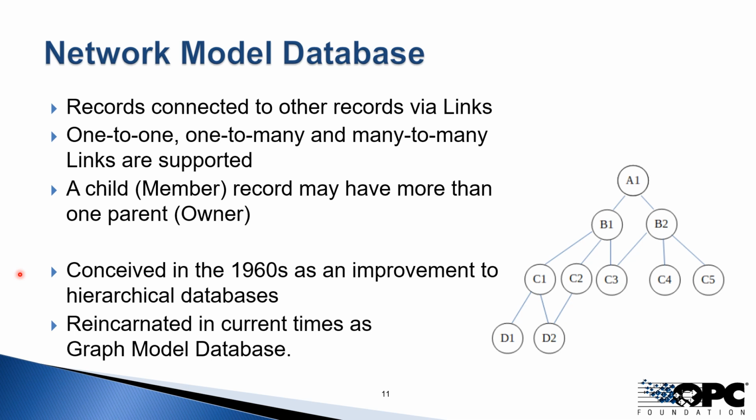The history of this is it was conceived in the 1960s as an improvement to a hierarchical database, and basically it's a relatively simple concept in that records, which are noted here as these circles, are related to other records through links, and these links can be one-to-many, many-to-many, and in the network model database, a child, or a member as it's known, a member record can have more than one parent. So here we see D2 has two parents, C1 and C2. With this ability to relate records together in any arbitrary fashion with one-to-many and many-to-many relationships.